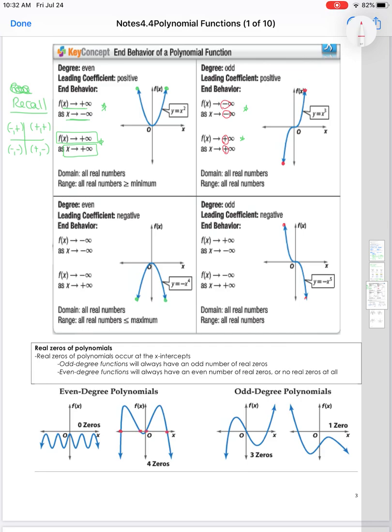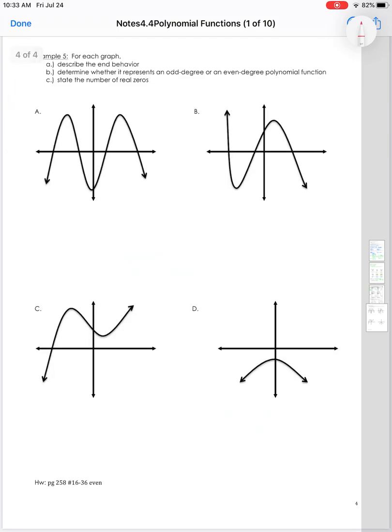Now, real zeros of a polynomial occur at the x-intercepts. An odd degree function will always have an odd number of real zeros. An even degree function will always have an even number of real zeros, or no real zeros. So even degree right here. The first graph never touches, so there are no zeros. The second graph, though, has 1, 2, 3, 4 zeros. So it crosses 4 times. That's a 0 situation and a 4 situation. Whereas for odd, it always needs to be an odd number. So there's your 3, or there's your 1.